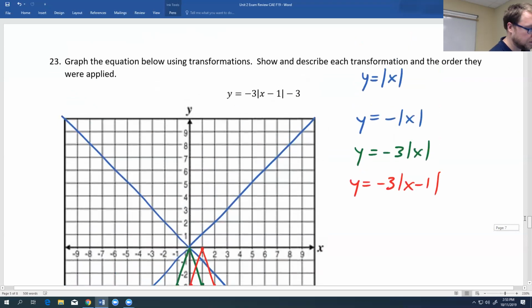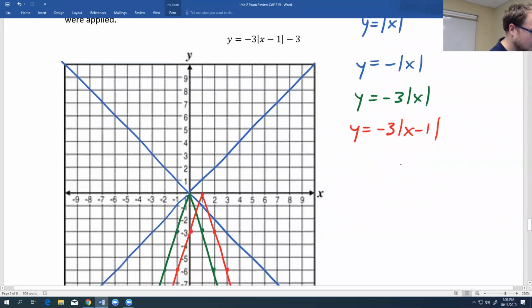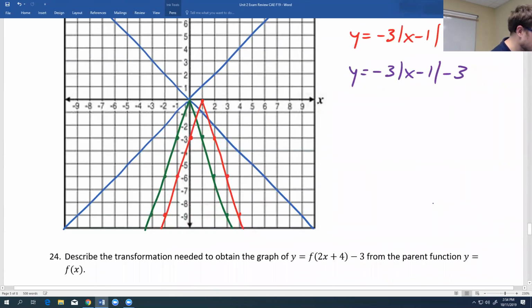Shift to the right, you got it. Now y equals -3 times the quantity x minus 1, minus 3. So now I'm going to be moving each one of those points down by 3. All right, so I'll bolden up the last one there.